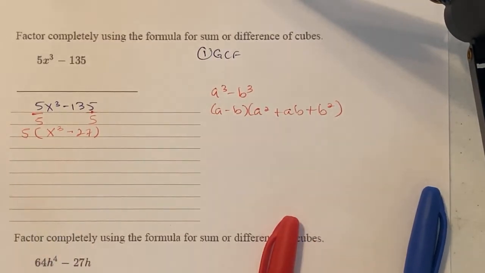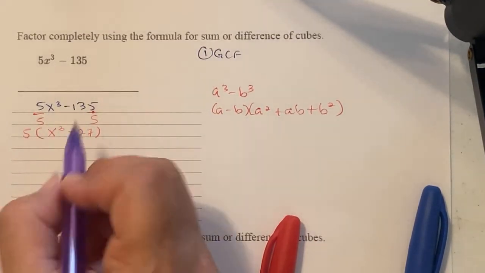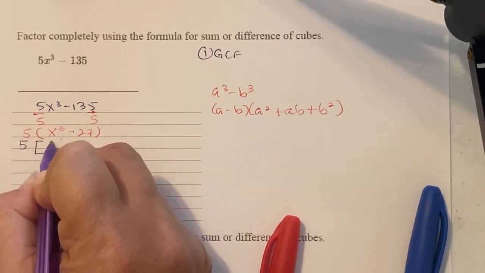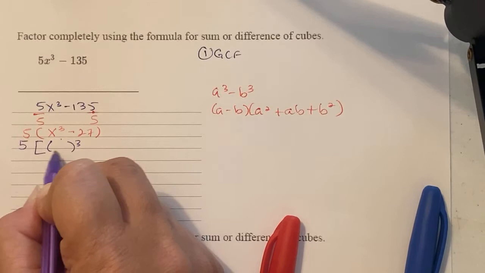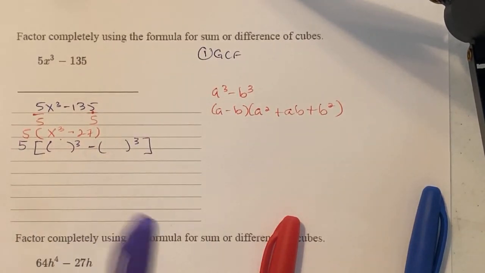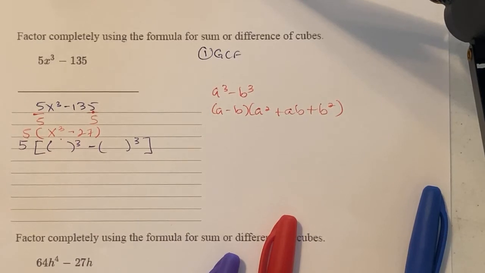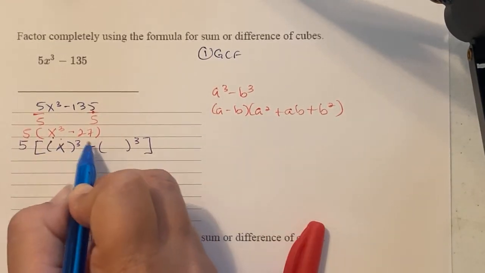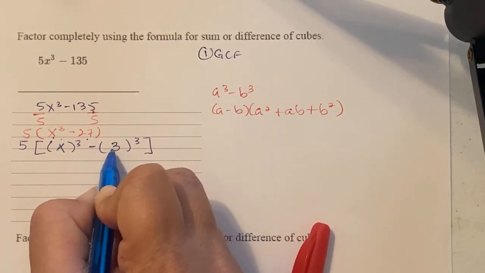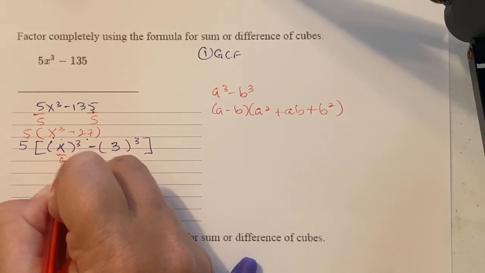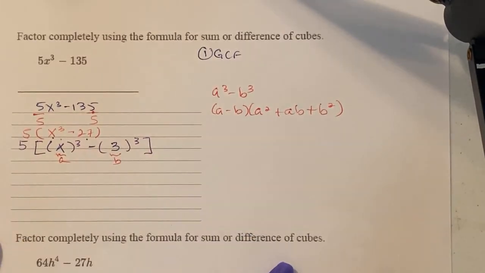So the 5 is isolated to the outside. We know that's there. We need to figure this situation out. So I'm going to have 5, and I'm going to use a bracket to take the difference pieces. So I can put parentheses to the power of 3 minus parentheses to the power of 3. A number multiplied 3 times in a row that gives us x cubed is x. A number that gives us 27, based off the previous ones, is a 3. So we've identified our a and our b.